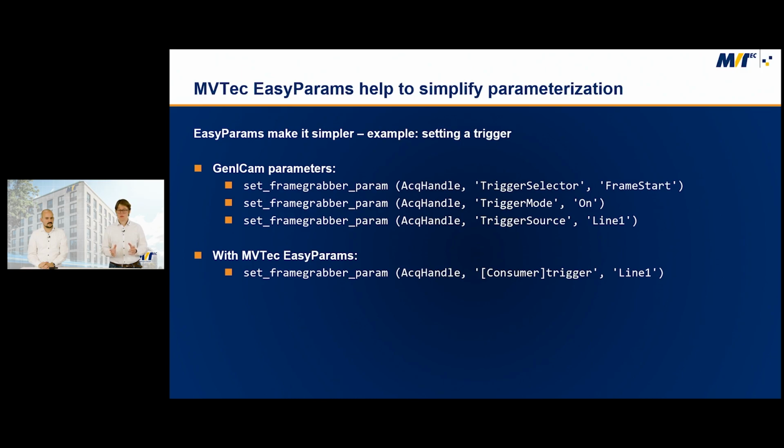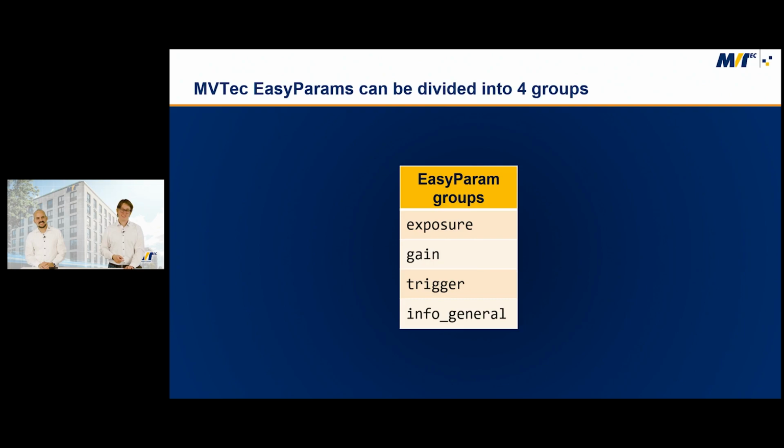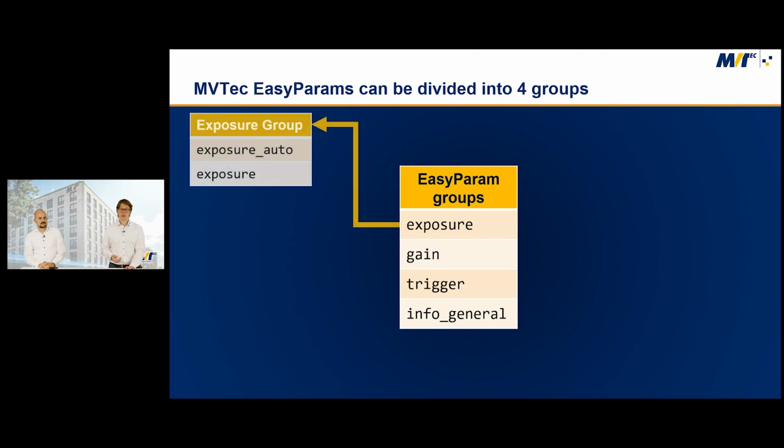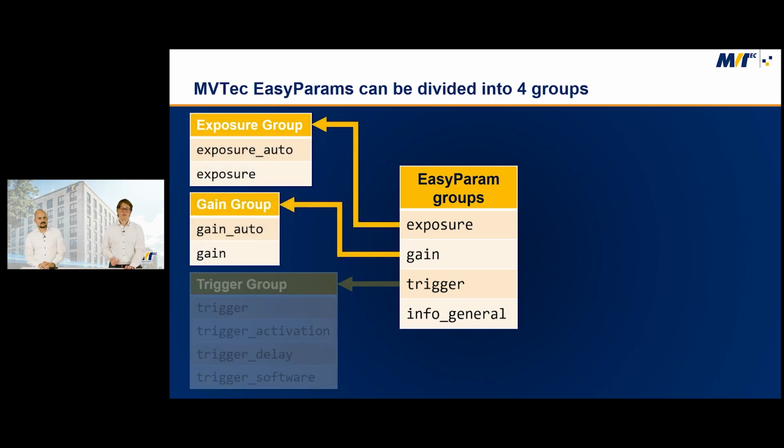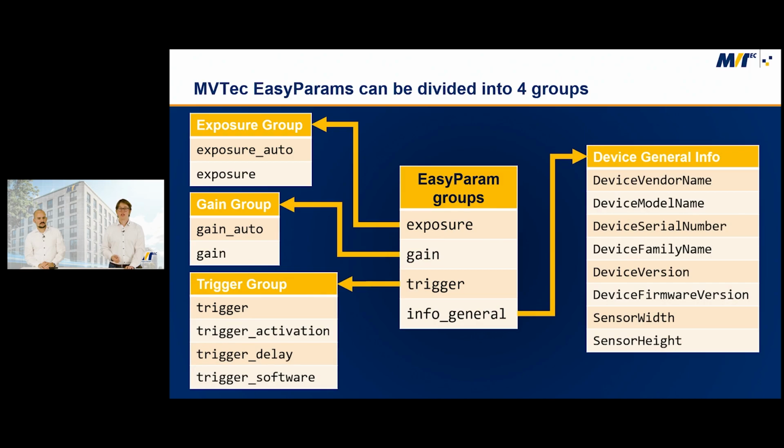This is, of course, heavily boiled down and simplified, and the easy params are not designed for people who want to address complicated image acquisition setups. This is for people who want a quick and easy setup of a simple camera, and those people, we hope, will love that feature. Easy params are grouped into 4 groups: exposure, gain, trigger, and general info about your camera.